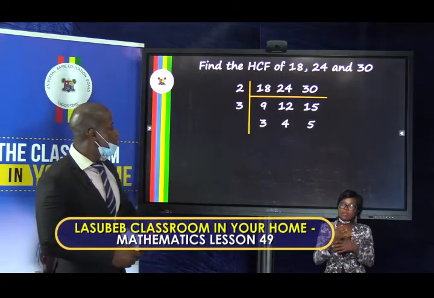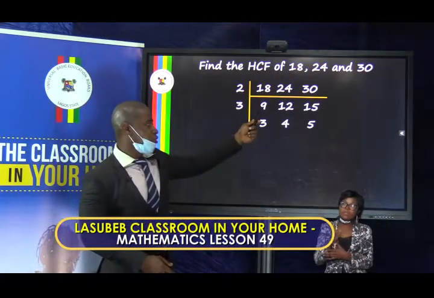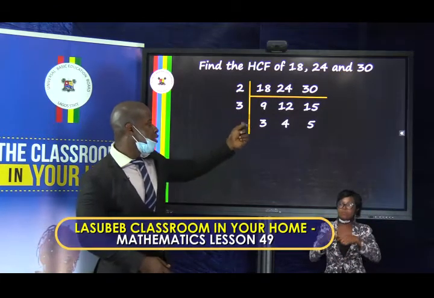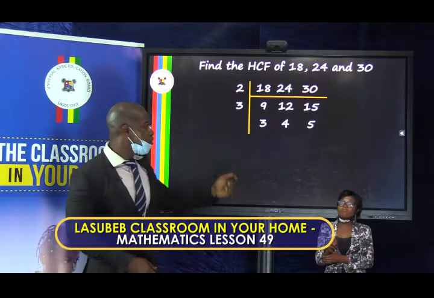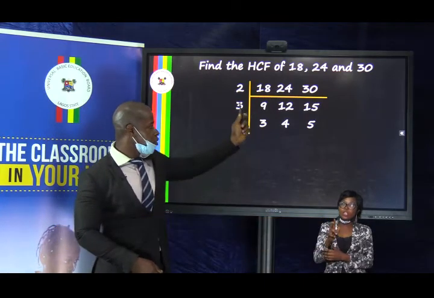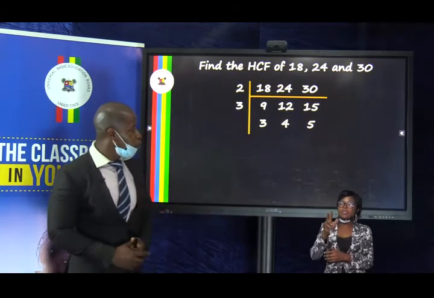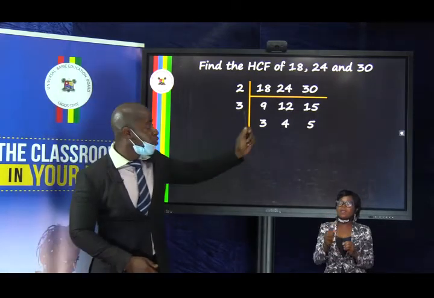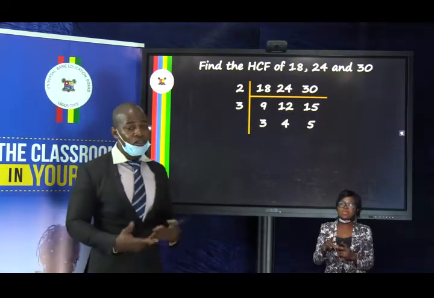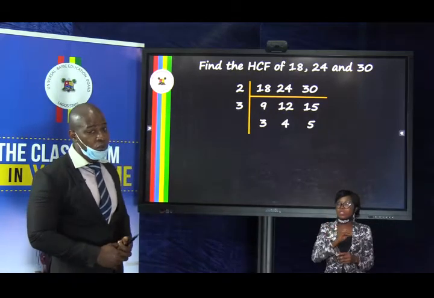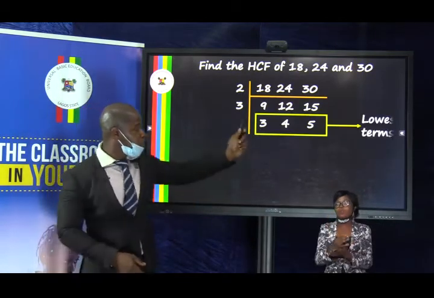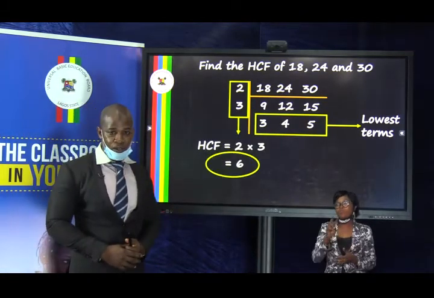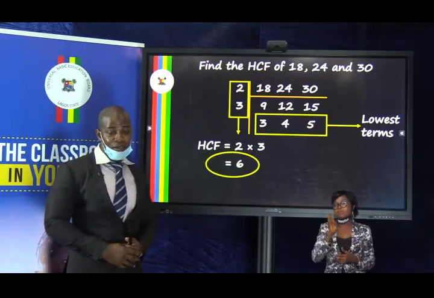Alright, so now 2 cannot go anymore because this one just spoils the show. Okay, so we have to use another number. Now we discover that 3 can go in all of them. So 3 goes in 9 3 times, 3 goes in 12 4 times, 3 goes in 15 5 times. But what is that number that can go in all these numbers, 3, 4, and 5? Except 1, nothing else. And 1 does not reduce them further. So we stop here, we say these are the lowest terms, and we multiply 2 by 3. Our highest common factor is simply 6.